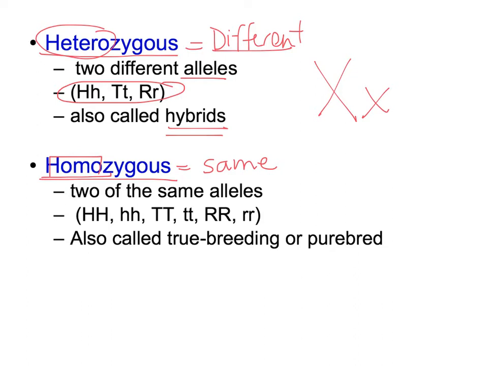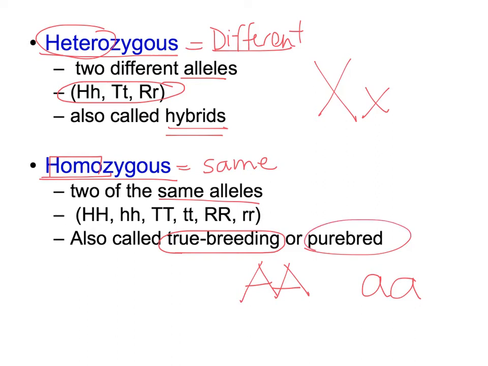Now, looking down at homozygous, we have two of the same alleles. You can either be homozygous dominant, so big A is homozygous dominant, or if I have two little a's, that's homozygous recessive. As long as you have the same alleles, it's homozygous. This is also referred to as true breeding or purebred. So if you ever see a problem that asks for those two, you know that it's homozygous.